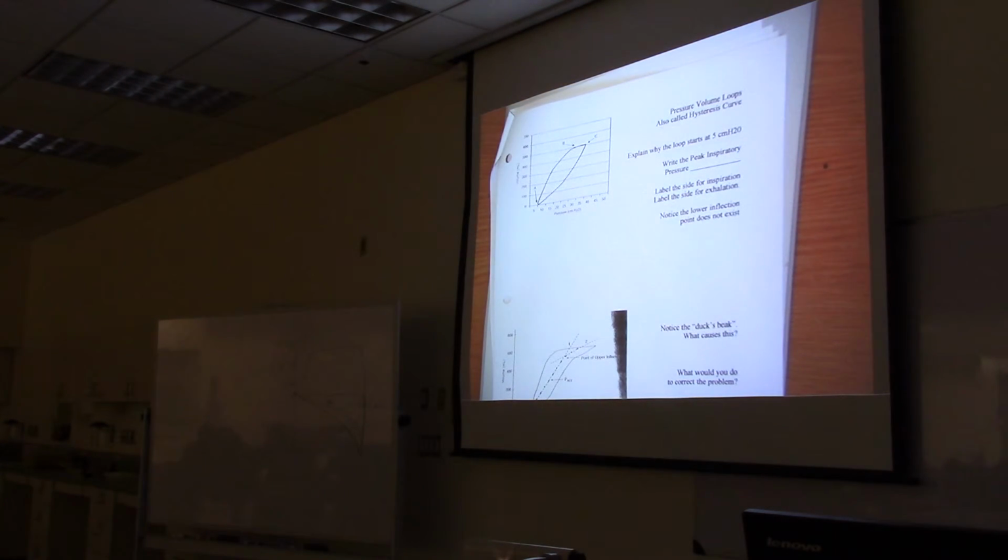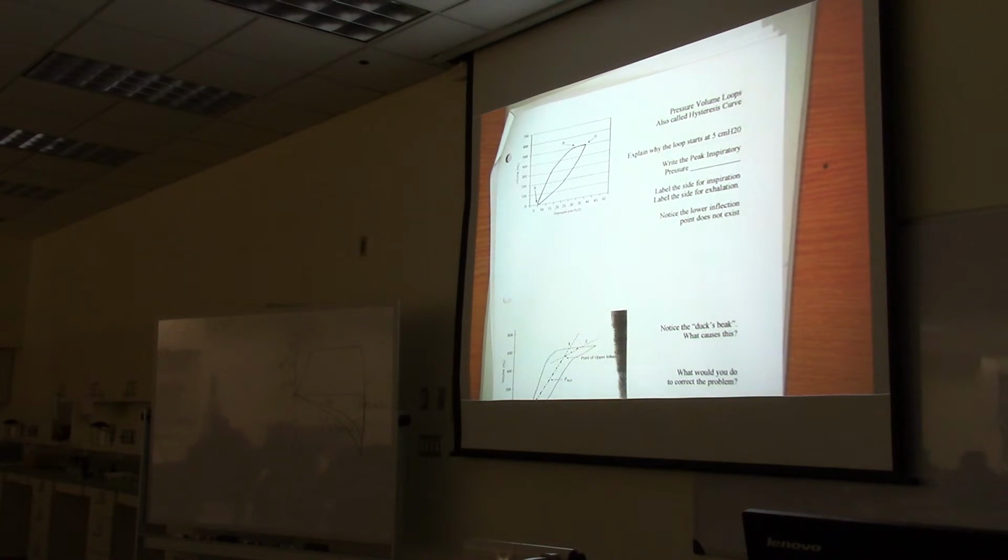The next thing, it says to write the peak inspiratory pressure. Okay, so you went to the furthest point, which is letter C, and then you went down, and you see it's about 30 to 35 centimeters of water. You got that finished? All right, next thing you have to do is label the side for inspiration. And then label the side for exhalation.